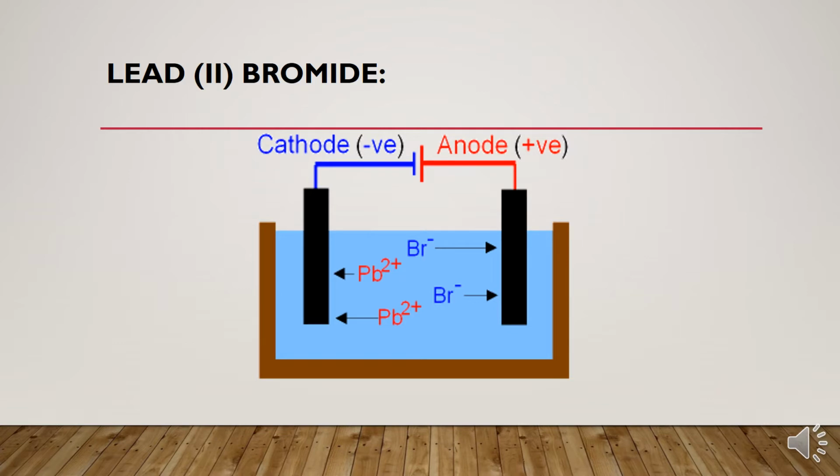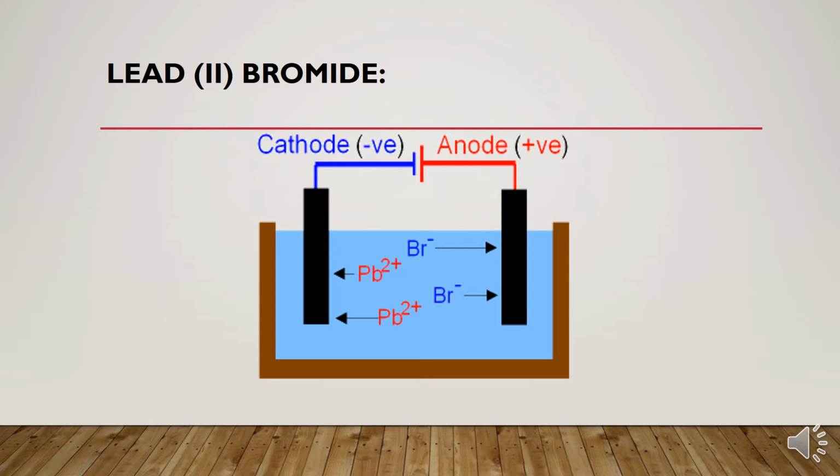There are two electrodes, cathode and anode. Cathode is negatively charged and anode is positively charged. When electricity passes through lead bromide, it splits up to form Pb2+ and Br- ions. Pb2+, the lead ion, is positively charged, so it moves to the negative electrode, the cathode, and gains electrons to form lead metal, which deposits on the surface of the cathode.